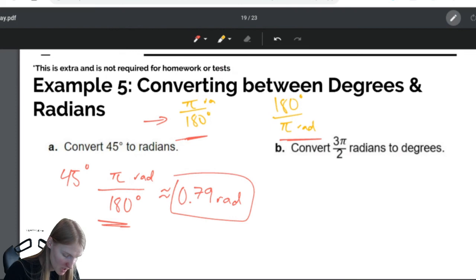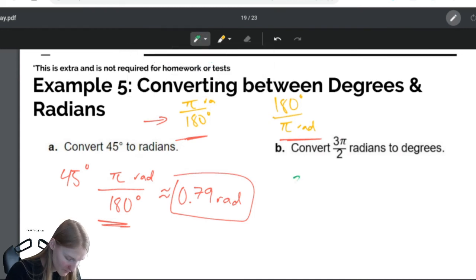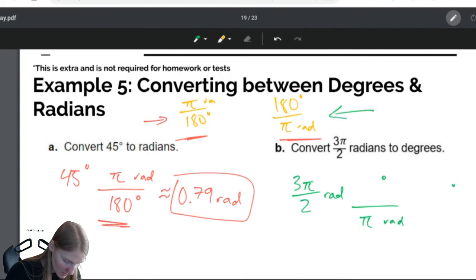Okay, and now, you'll often see pi in radians. That's normal. You will often see that. Different color. 3 pi over 2. So now I have radians. So we can put radians. And I want to turn this into degrees. So that means I'm going to want degrees to be on top, and I'm going to want the radians to be on the bottom, so that the radians cancel out and I'm left with the degrees. So, that means I'm going to use this one. Pi radians on the bottom and 180 degrees on the top.